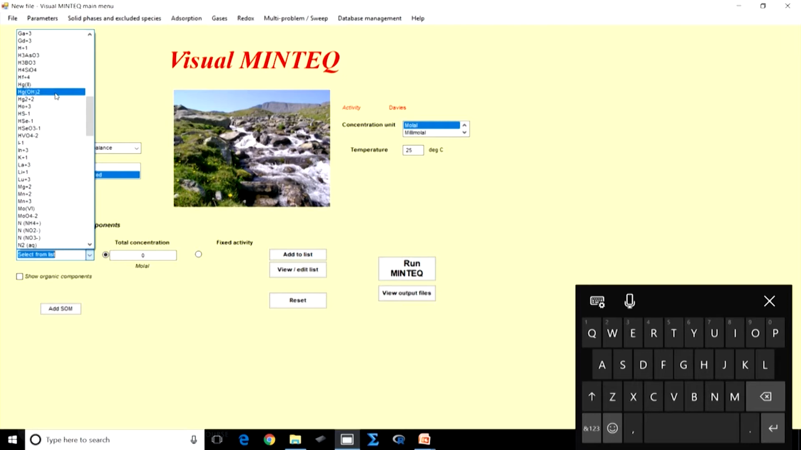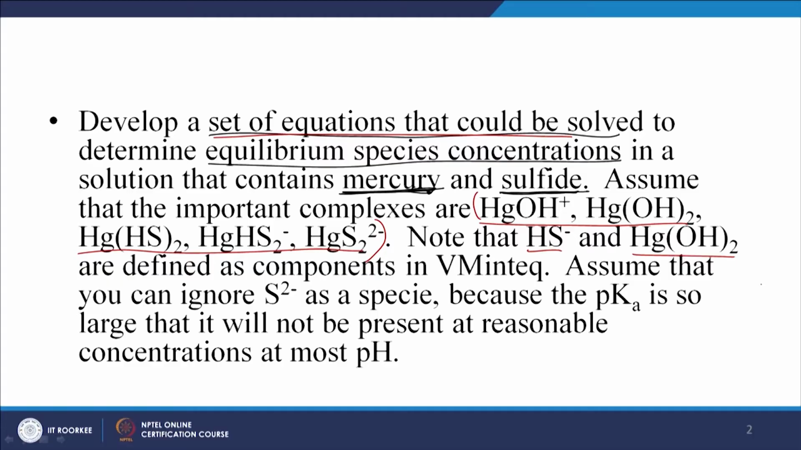We are going to choose these as the components because in general that will lead to an easier solution, or faster calculation. So we are going to move on. Again, here we are going to choose HS- and Hg(OH)2 as the components. Another aspect is that the question says S2- can be ignored because the pKa is so high that it will not be present at most pH. We know H2S, HS- and S2- from acid base chemistry, so S2- will be present only at pH greater than the pKa.